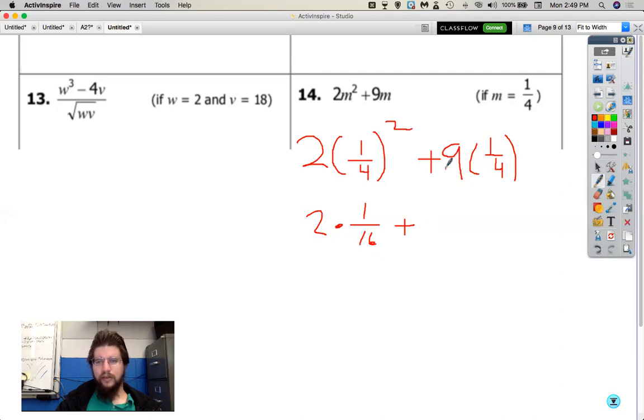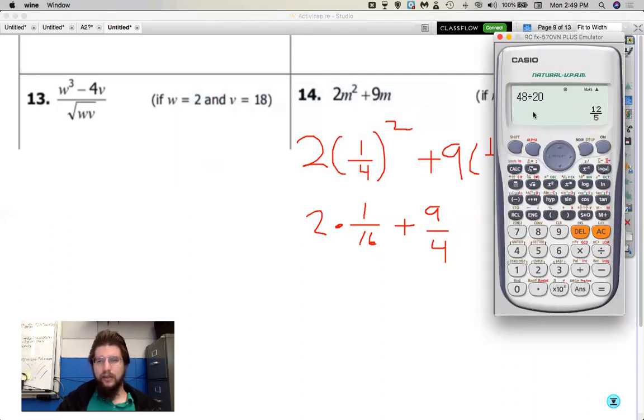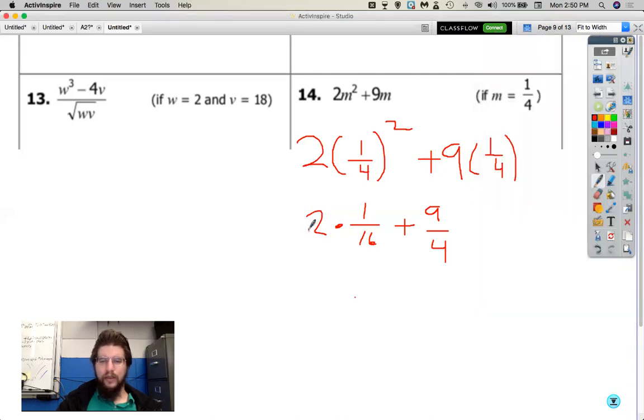So you could write it either way, and you have to understand it both ways. So now I'm multiplying here. 9 times a fourth is 9/4. Again, please get a calculator. The calculator I have on the site. It's not named this. This is the European version of it. But this is what it looks like. This is what you need to have. 2 times 1/16 is 1/8. Plus 9/4. And if we do that, we get 19/8.